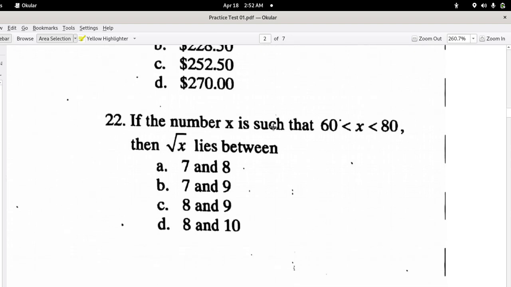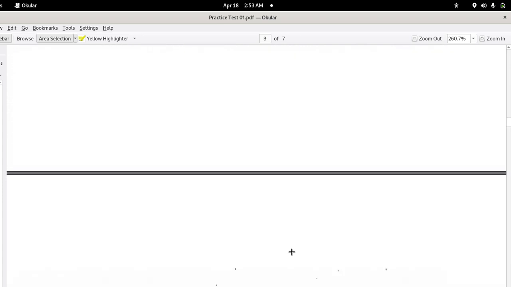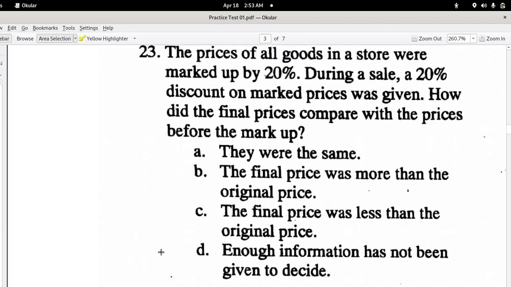Now, if the number x is such that x is between 60 and 80, where does the square root of x lie? Well, if you find the square root of 60 and the square root of 80, that will give you some clue as to where you're going to find the answer.